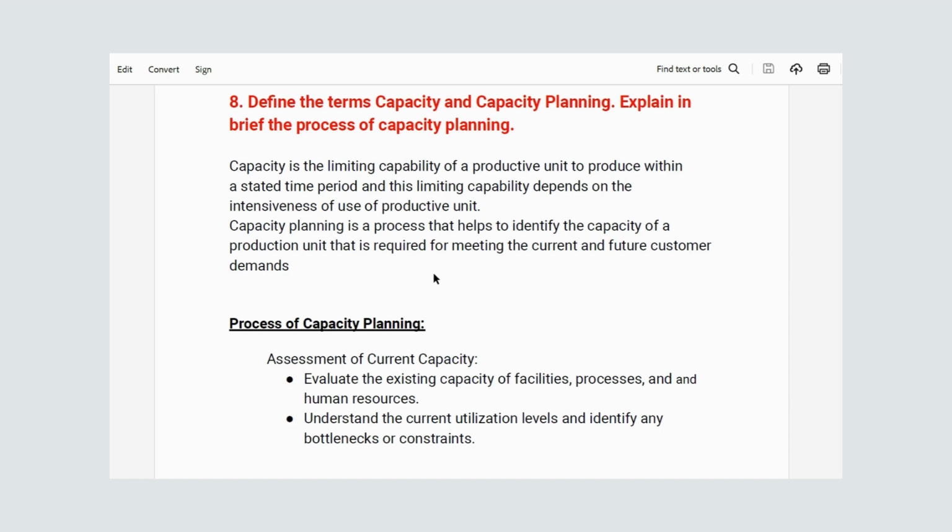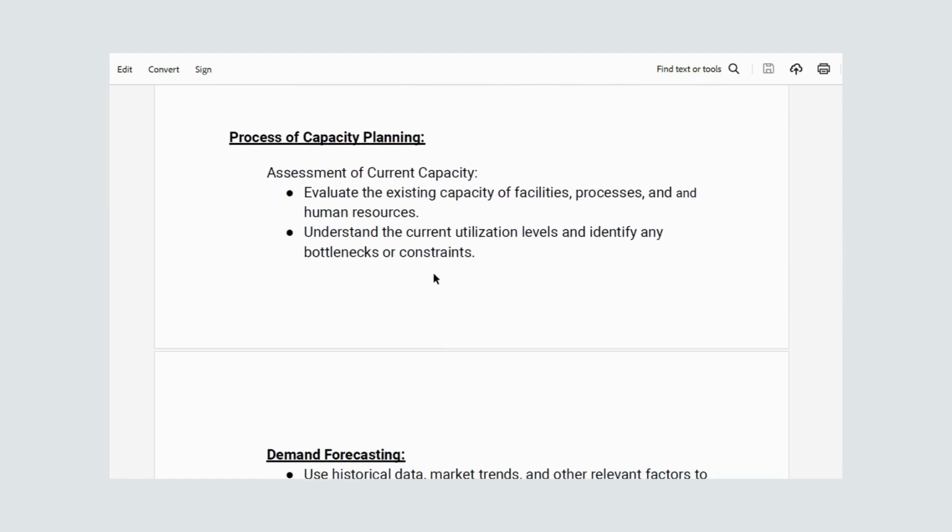And capacity planning is a process. In this process, we identify the capacity of a production unit that is required for meeting the current and future customer demands. Okay, so what are the steps involved in this process of capacity planning? The first one is the assessment of current capacity. What is the capacity at the present time? Like evaluating the existing capacity of facilities, processes and human resources. How many human resources, or what are the processes or facilities that the organization has. The capacity of all those things is assessed in the first step.